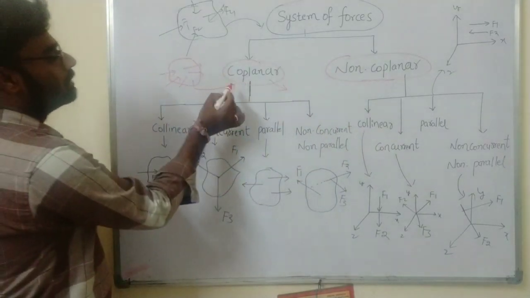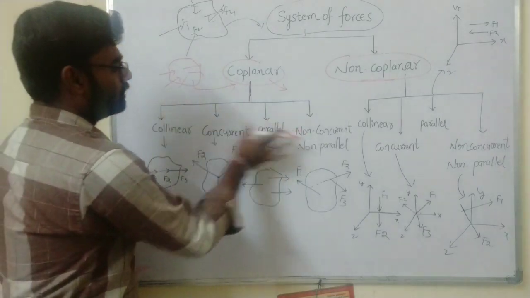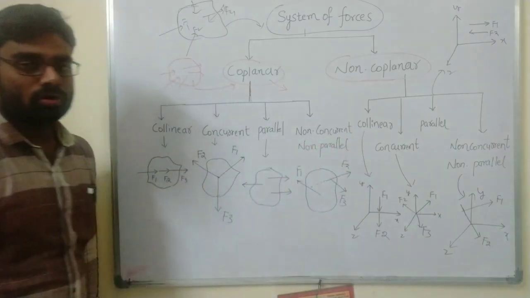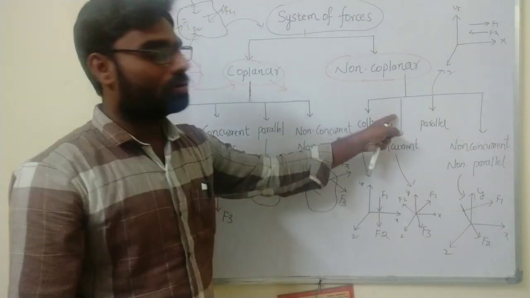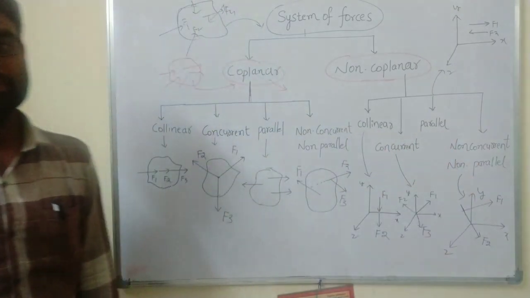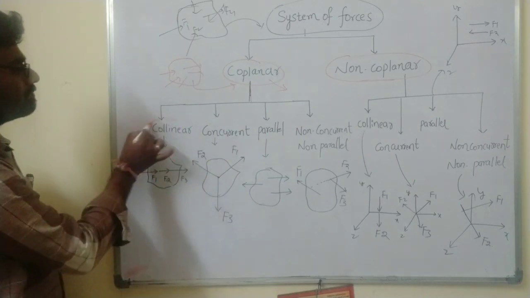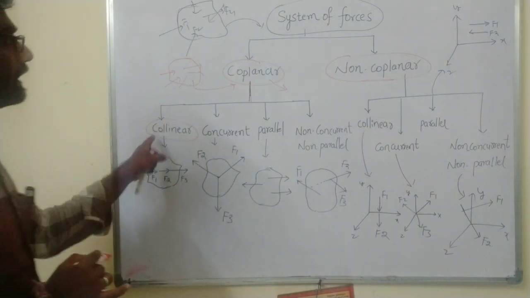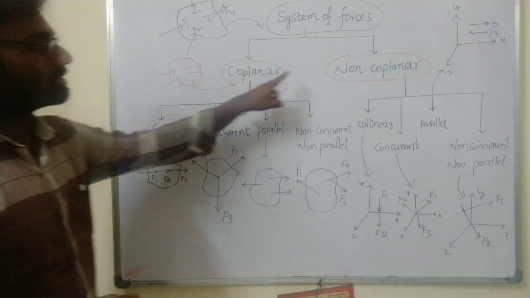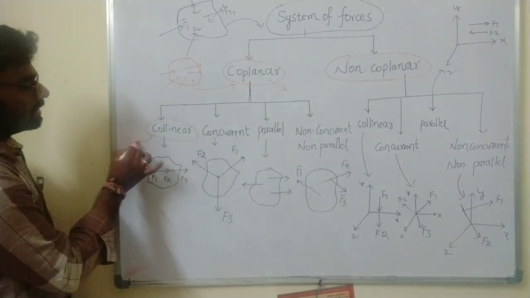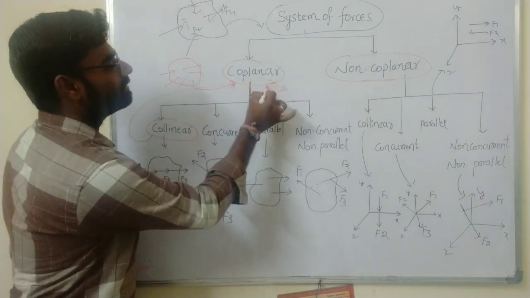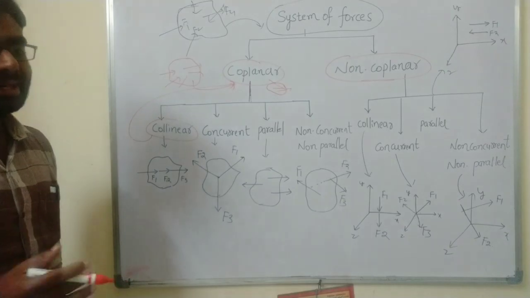Coplanar forces are divided into four types: collinear, concurrent, parallel, and non-concurrent non-parallel. Non-coplanar forces are also divided into four types: collinear, concurrent, parallel, and non-concurrent non-parallel. Then what is the meaning of collinear forces? This one is coplanar, and this one is non-coplanar. So this one is the collinear coplanar force. Coplanar means all the forces act on a single plane or lie in the same plane.